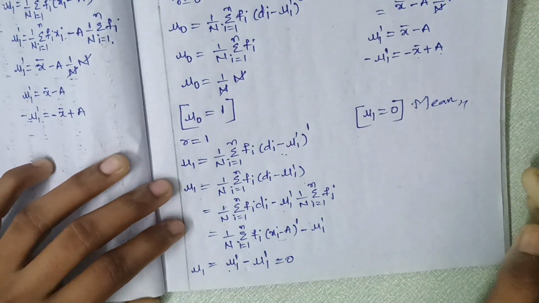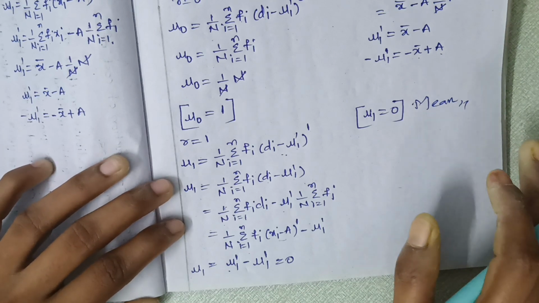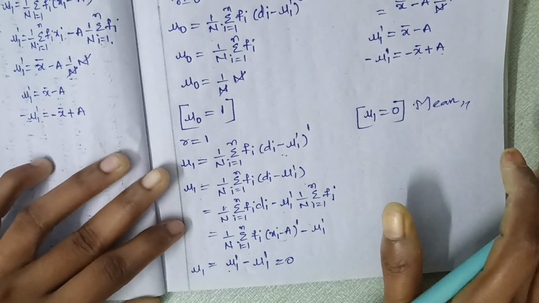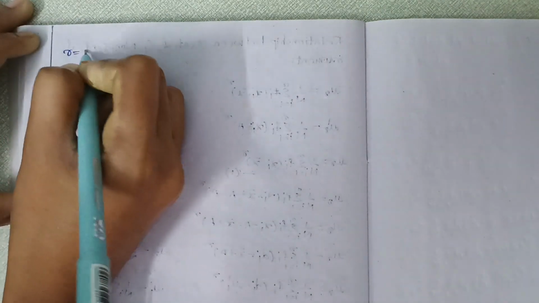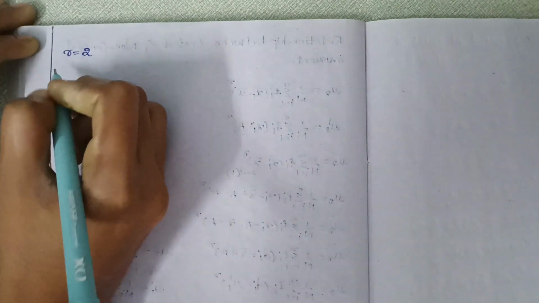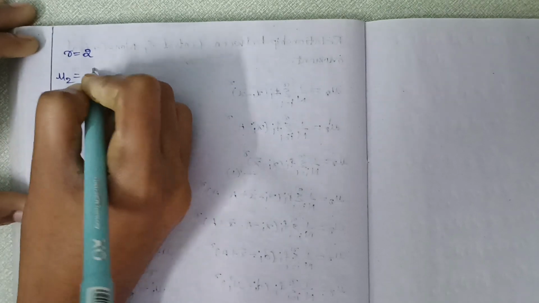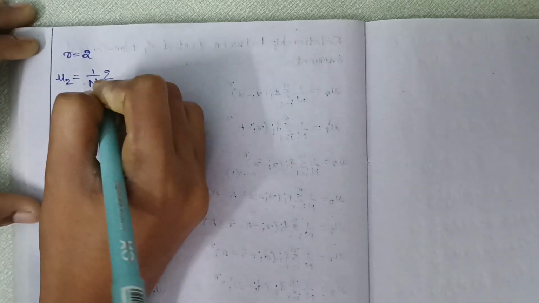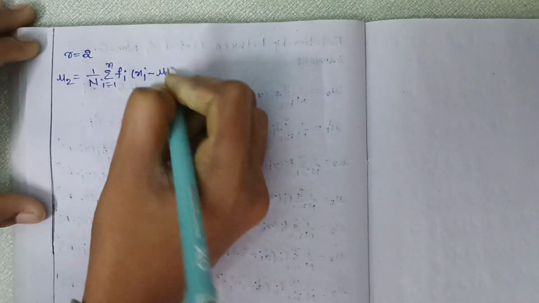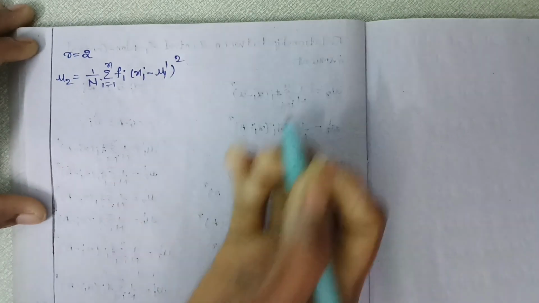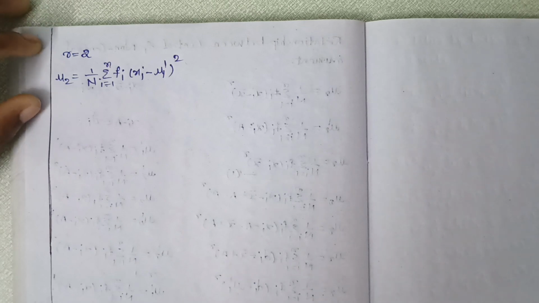So now we will see the variance mu2, which is nothing but the central moment of the second order, or the second central moment. Now let us consider r is equal to 2. So mu2 becomes 1 by n summation i equals 1 to n fi into (xi minus mu1 dash) whole to the power of 2. If you remember the formula, it can be easy. If you don't know the formula, I am saying it here.